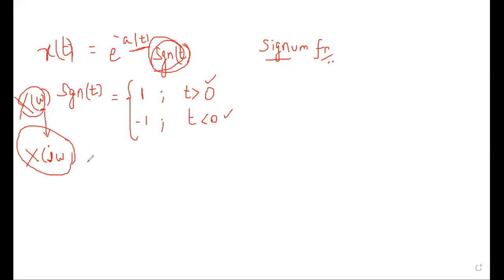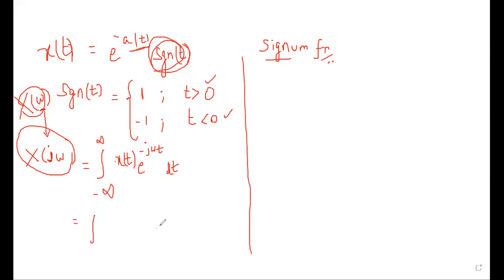So now I know the formula of X of j omega, which is the integral from minus infinity to plus infinity of x of t e power minus j omega t dt. Okay. So now I want to substitute the x of t value here. If I substitute the x of t value, can I split the integration directly? Instead of substituting and splitting separately, can I do it together?